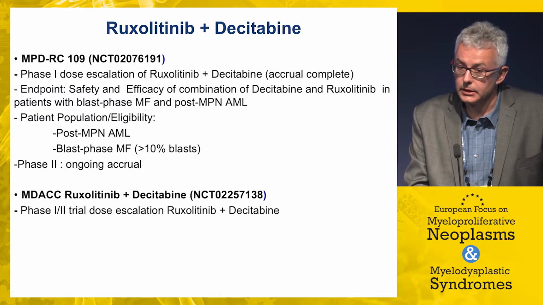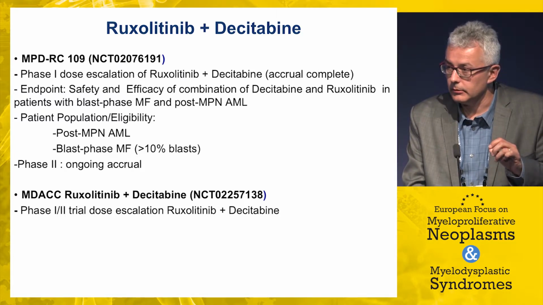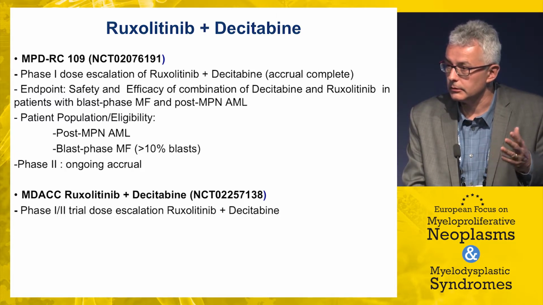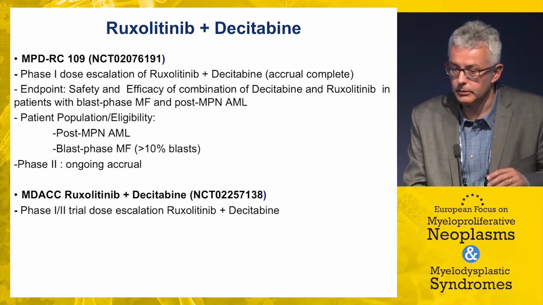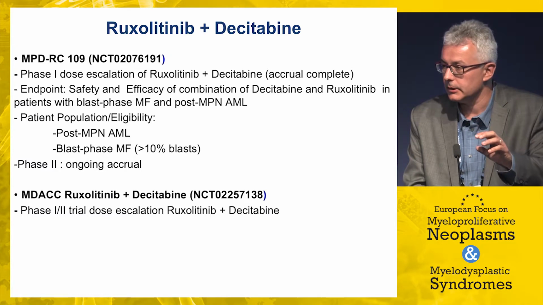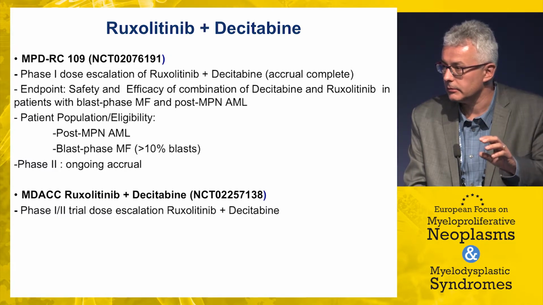Again, ruxolitinib in this situation is given to counteract usually symptoms and signs of a big spleen and poor quality of life, not with the goal to decrease the blasts or change the bone marrow. The ruxolitinib is symptomatic therapy. Decitabine here is the active agent for the acute myeloid leukemia part.